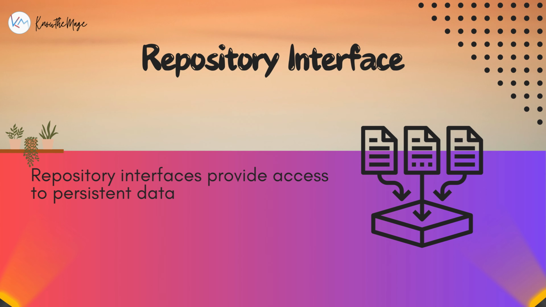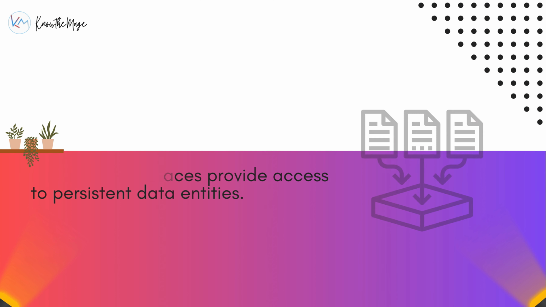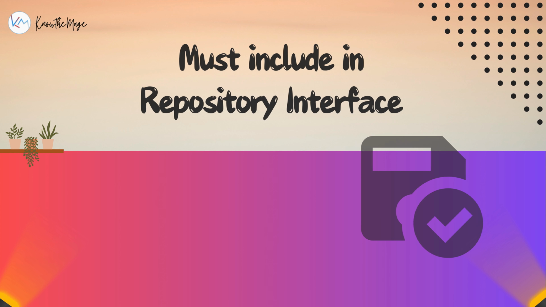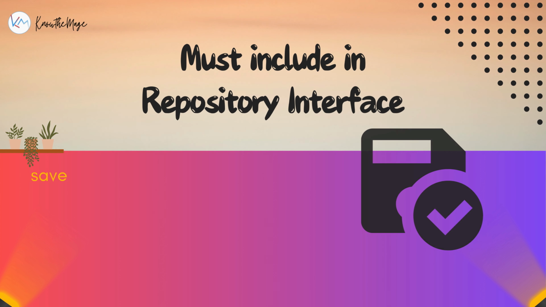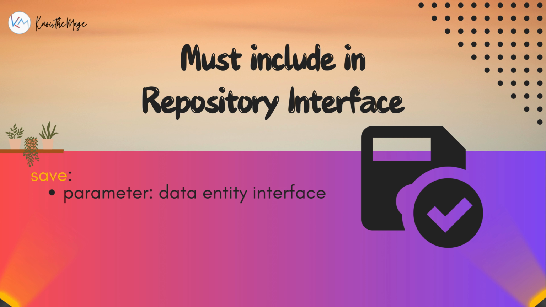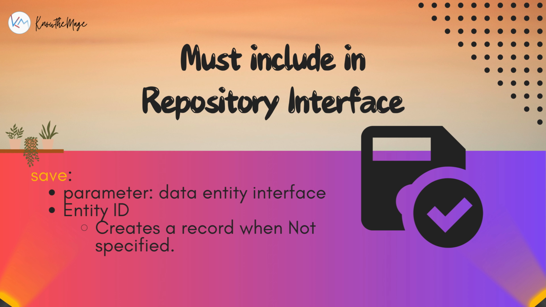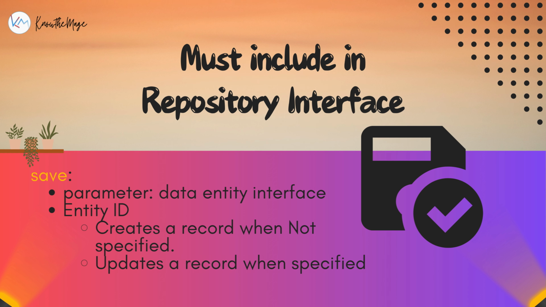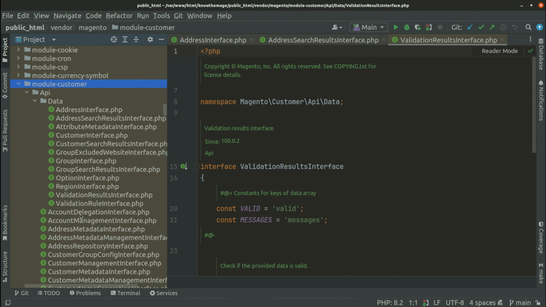Repository interfaces provide access to persistent data entities. Repository interfaces must include a bunch of following methods. Save method. Save method accepts data entity interface as parameter value. If entity ID is not provided, a new record is created. Otherwise, record is updated if entity ID is specified.